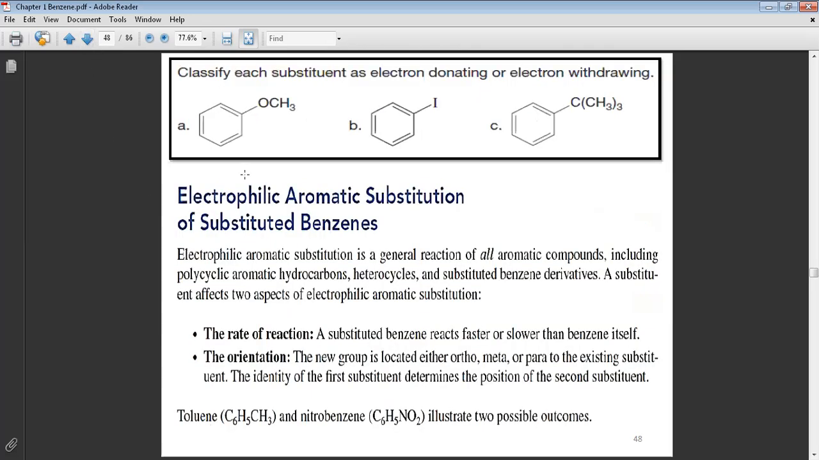Next example: classify each substituent as electron donating or electron withdrawing. Donating. Oxygen with a lone pair of electrons is donating. By which effect? Resonance effect. And the inductive effect is withdrawing, but it is weak. So overall it will be donating.